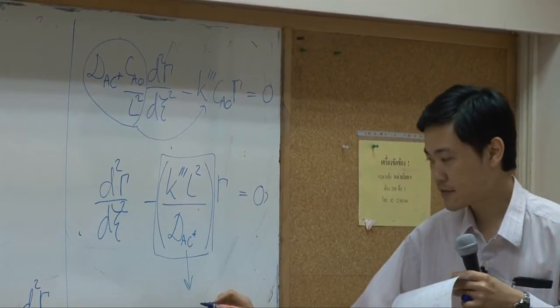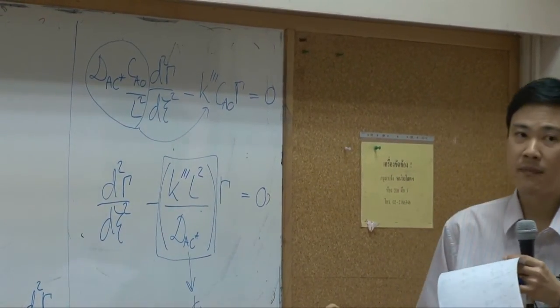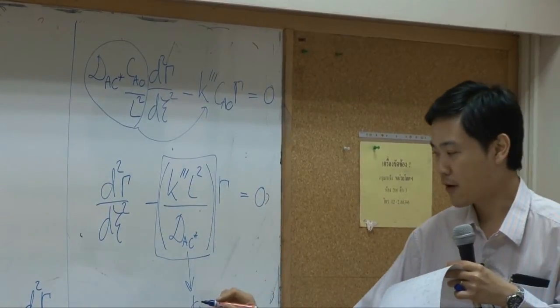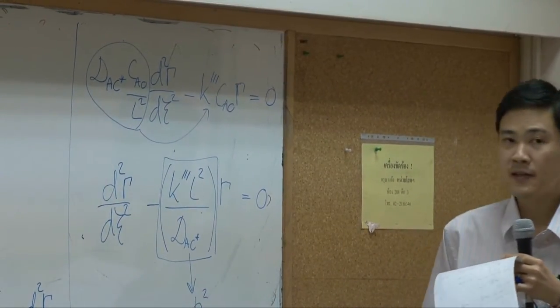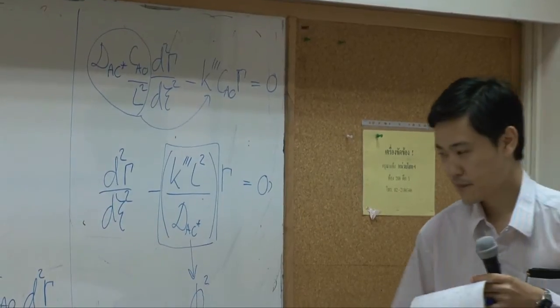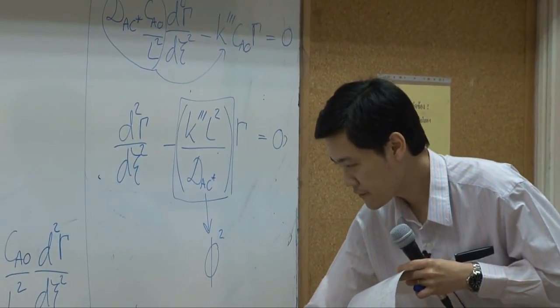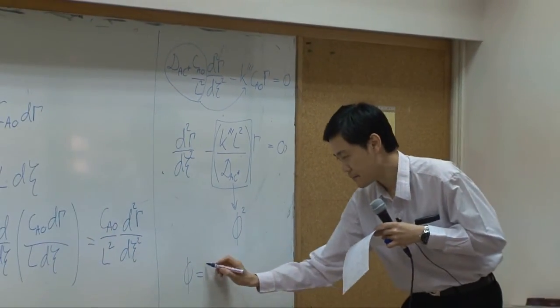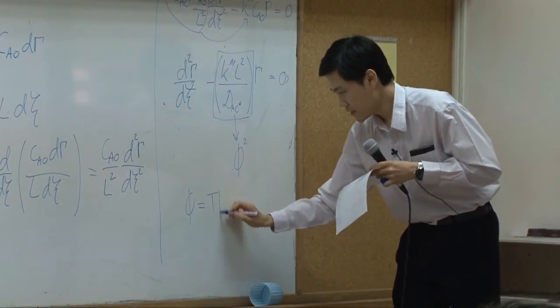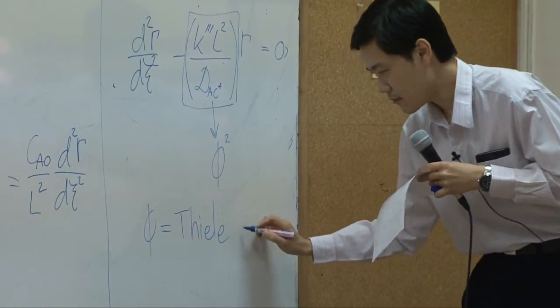We will take this and call it by a new variable. This is called phi square. Phi itself has a name. It's called Thiele modulus.